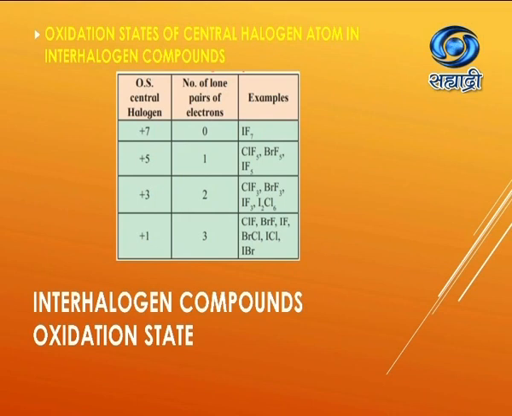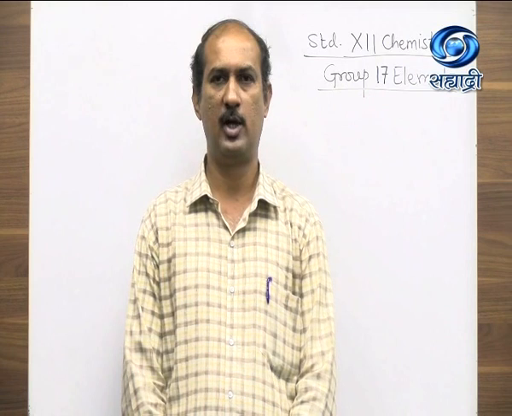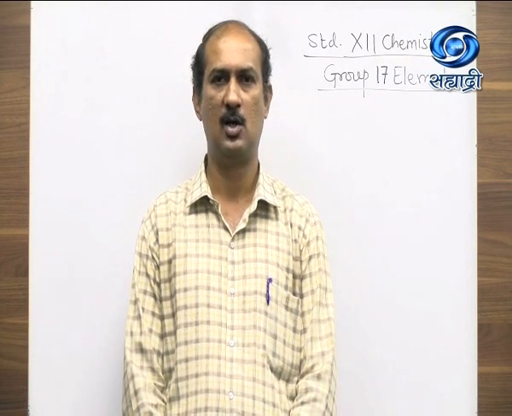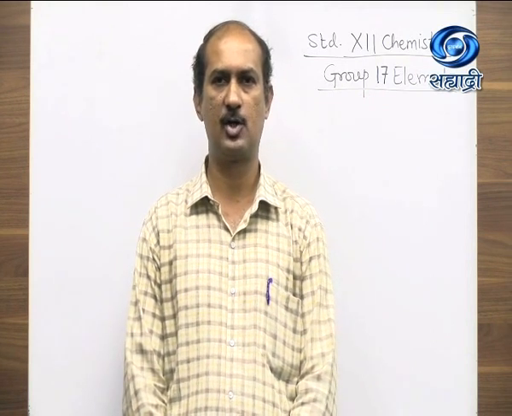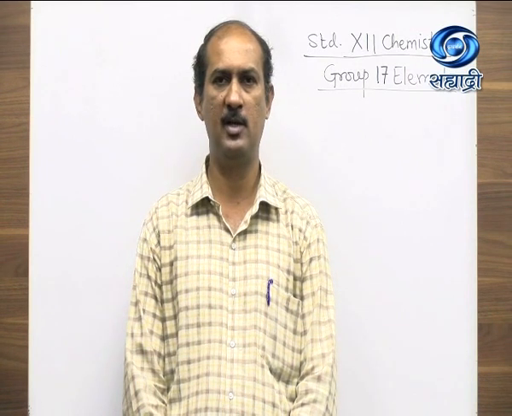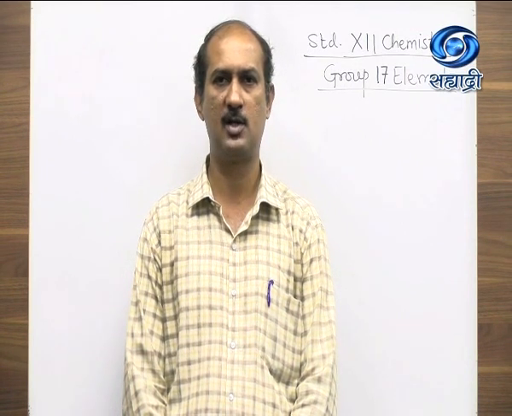Then we saw some of the methods of preparation of these interhalogen compounds, how by direct combination or disproportionation or autoionization these interhalogens can be prepared. We also saw some of the properties and the structures of these interhalogen compounds. So students, in this class, we completed the discussion of group 17 elements, that is halogens.